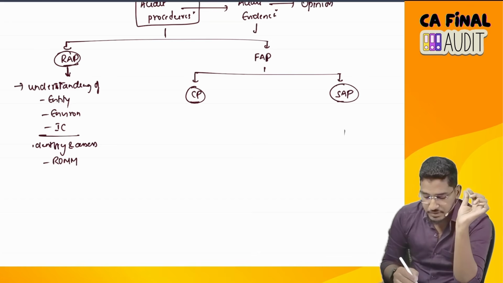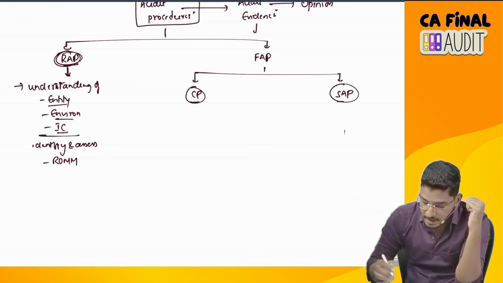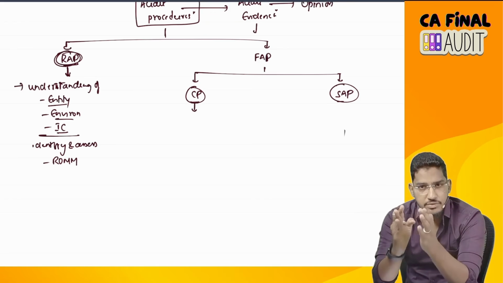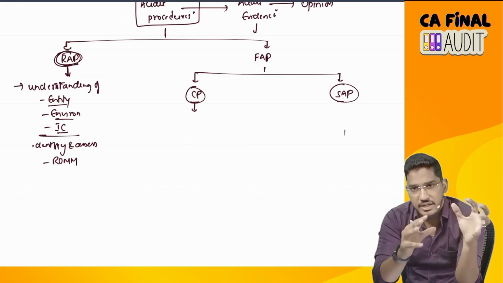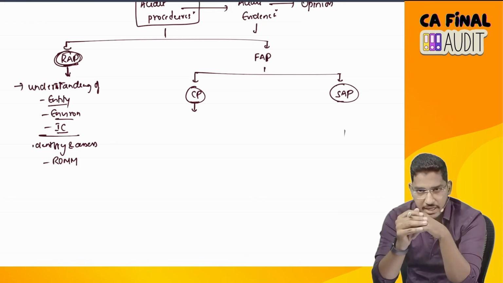So the procedures we use to understand the entity, environment, and its internal control, we are going to call them risk assessment procedures. Now coming to the compliance procedures. First, we will take some 1-2 days of time. We try to understand the entity, environment, and its internal control, and we will identify the risk of material misstatement. In which area risk is higher and in which area risk is lower, that risk we will identify.